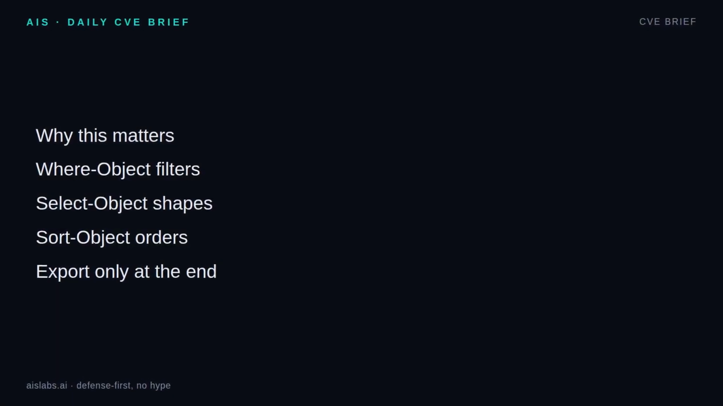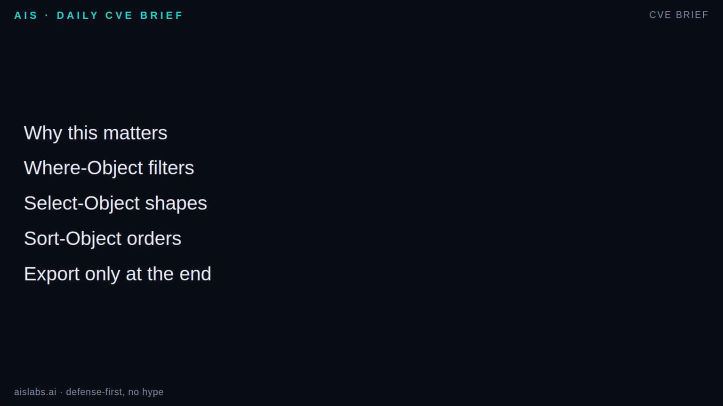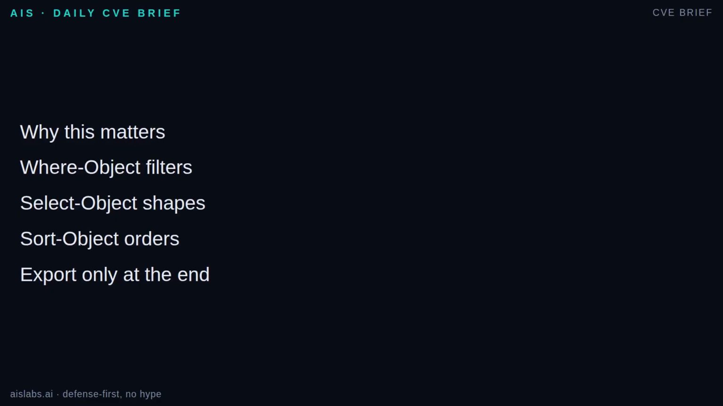This episode is the hinge for the rest of the foundations tier. Once you trust the object pipeline, filtering becomes Where-Object, shaping becomes Select-Object, ordering becomes Sort-Object, and output becomes a deliberate final step. Active Directory users, Group Policy Object reports, event log records, services, firewall rules, access control lists, and scheduled tasks all become streams of objects you can filter and combine.